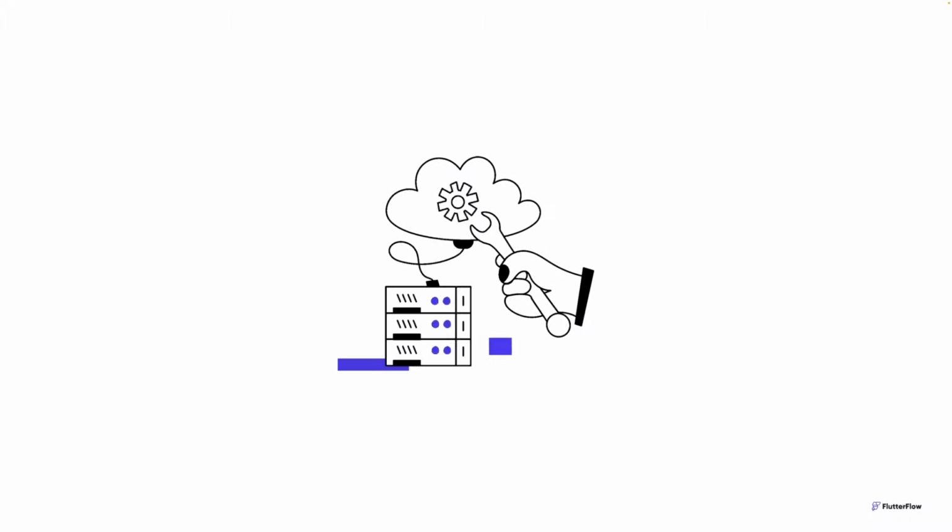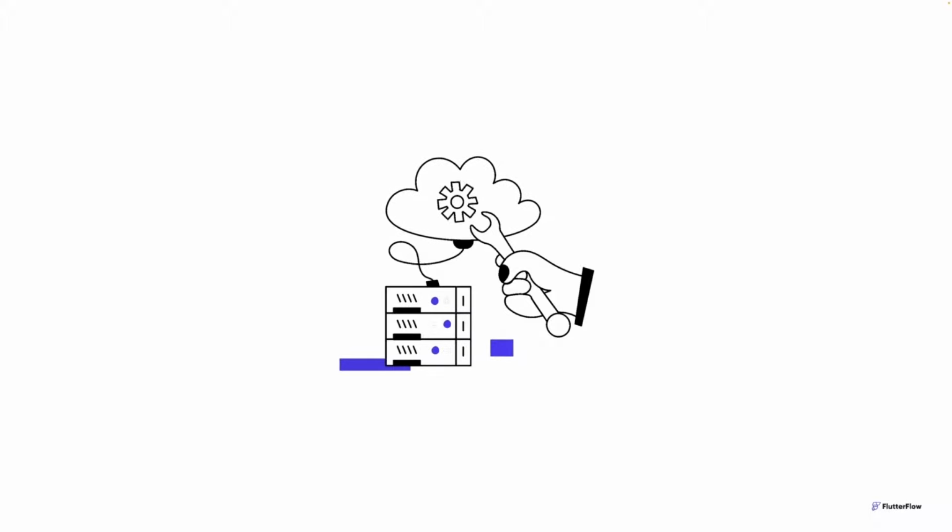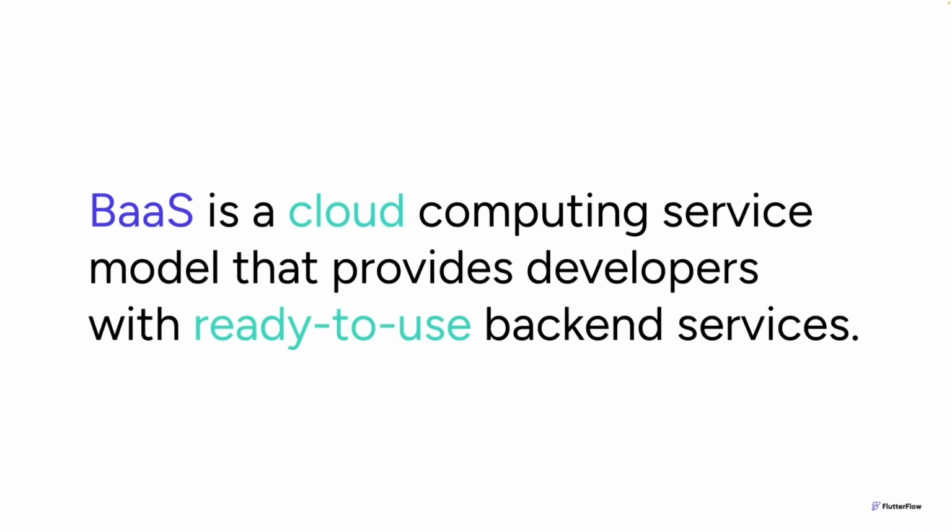However, modern backend architectures and styles offer new approaches that simplify hosting, running servers, and in many cases, even maintenance. One of them is Backend as a Service, or BaaS. Backend as a Service is a cloud computing service model that provides developers with ready-to-use backend services. These services typically include databases, authentication, cloud storage, server-side logic, and more.